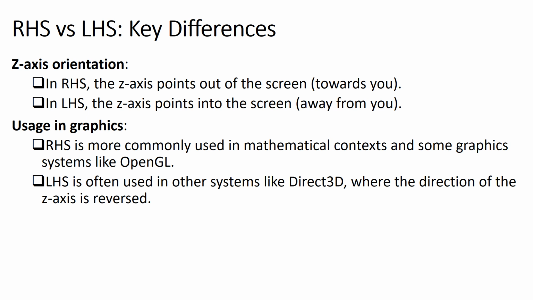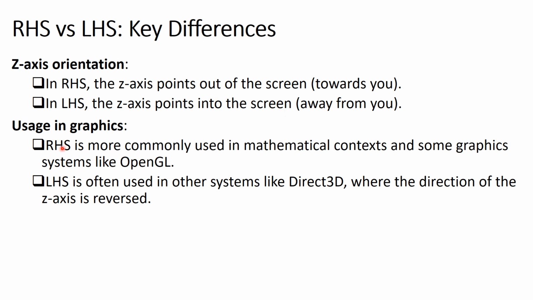RHS versus LHS key differences. الاختلافات الأساسية بينهم ال RHS وال LHS. The axis orientation اللي هو اتجاه المحور Z. In RHS, the Z axis points out of the screen. It points towards you, towards the viewer. While in the LHS, the Z axis points into the screen. It points away from you. It points away from the viewer.